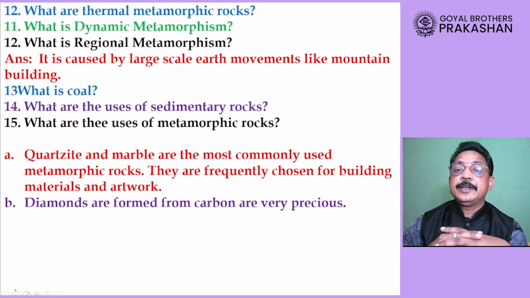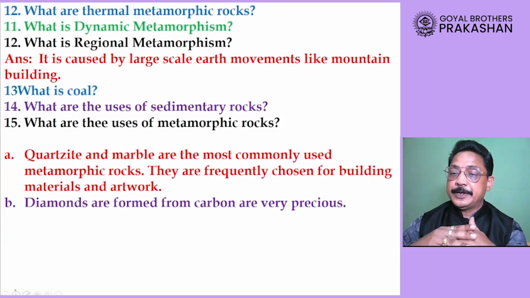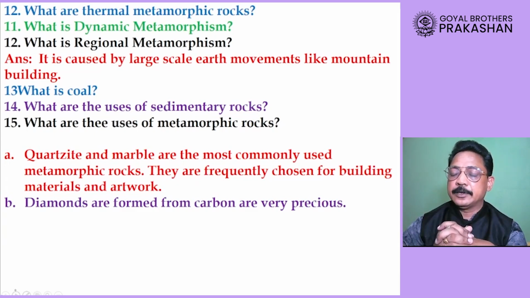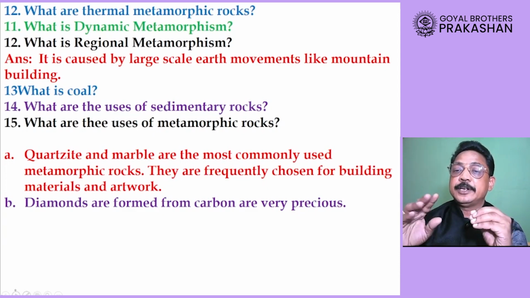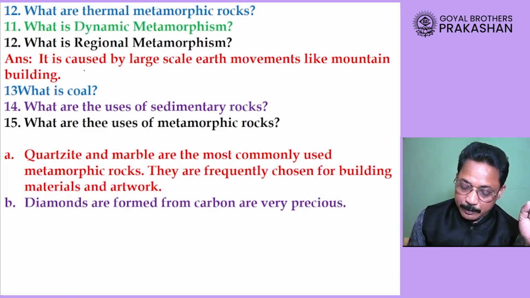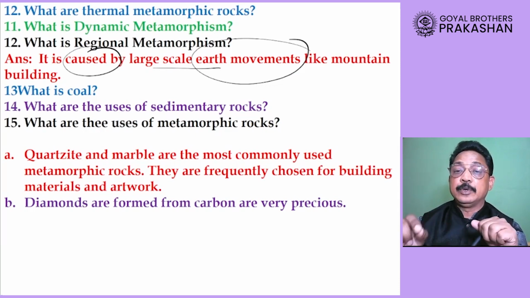Our next question here is, what is regional metamorphism? Now, please remember, when tectonic movements take place, when the crust starts colliding with one another, at that time folding of the crust takes place. So this process results in mountain building. Therefore, regional metamorphism is caused by what? Large scale earth movement like mountain building.